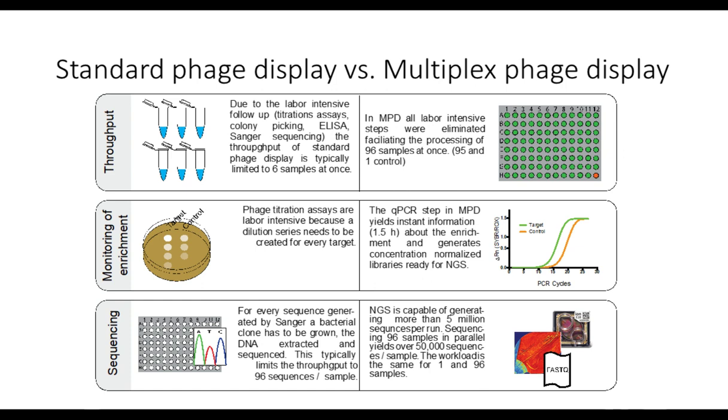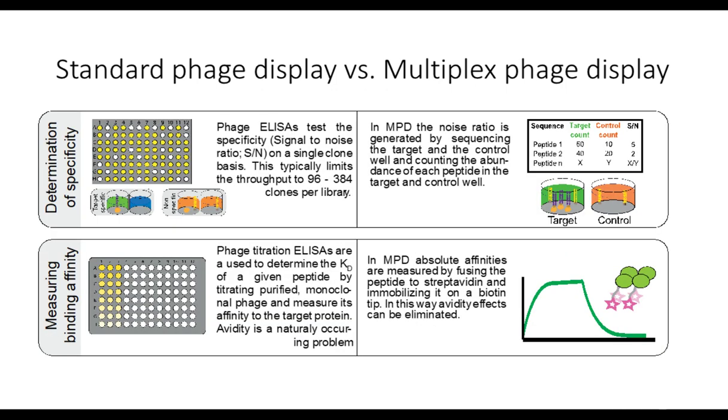Monitoring of enrichment is done in plating out titers, whereas here it's qPCR, and you also already end up with your sequencing reactions. Sequencing is done in Sanger sequencing, and here NGS. So rather than receiving 100 sequences per library, we ended up with 50,000 sequences per library.